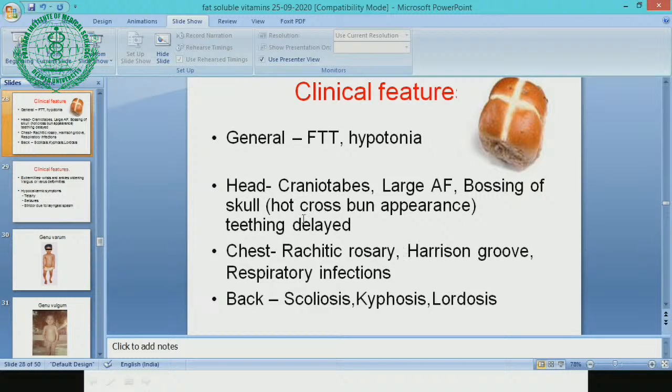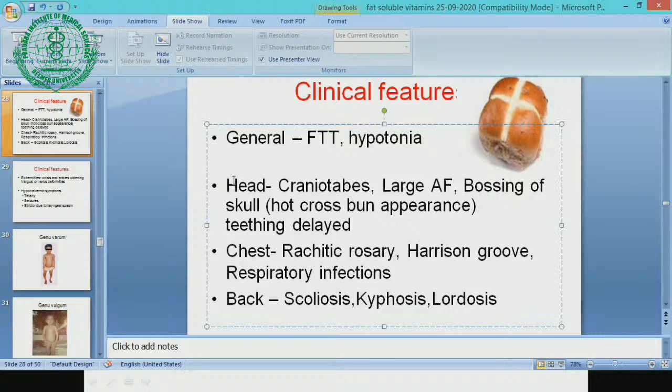You can see these craniotabes, the hot cross bun appearance. Then there is the chest, we can say rickety rosary. Then we come downwards, we can see the rickety rosary. I will show you the photograph of rickety rosary. There is a beading of the costochondral junction.